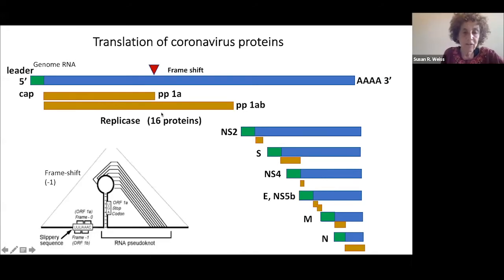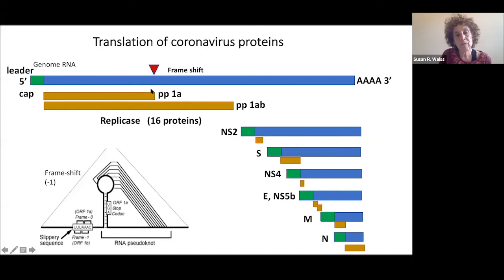What happens is that there's a structure in the RNA called a pseudoknot. And what that does is it causes the ribosome to kind of stall, so that while most of the time the ribosome translates all through here and terminates at this stop codon, synthesizing PP1A, at some frequency, maybe even 20% of the time, the ribosome stalls here at this so-called slippery sequence and moves back 1 frame, so that translation continues through this termination codon and synthesizes PP1A, 1B.